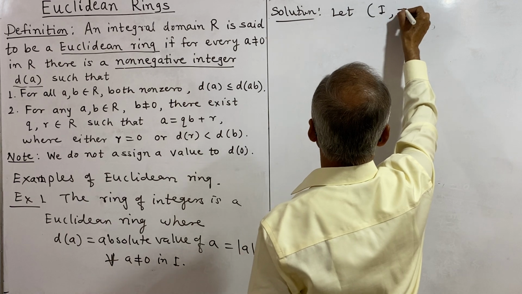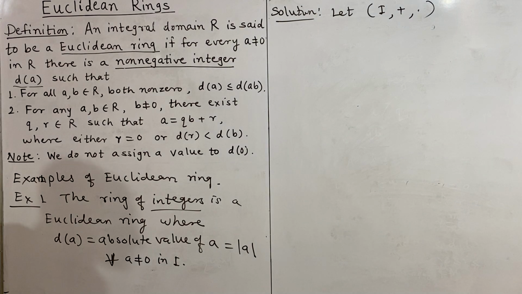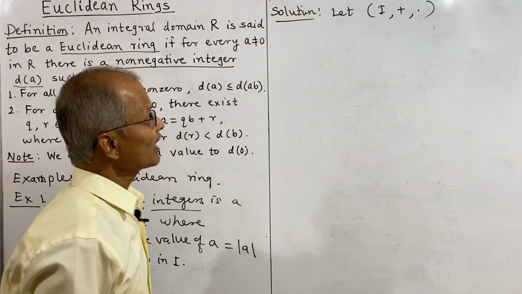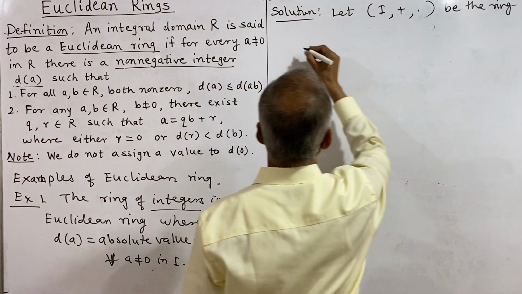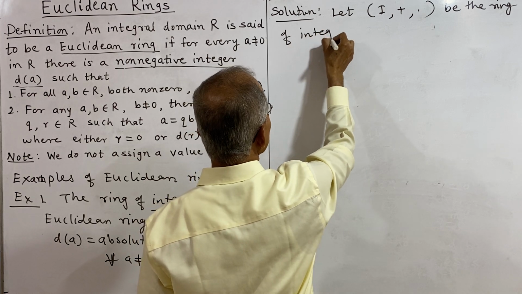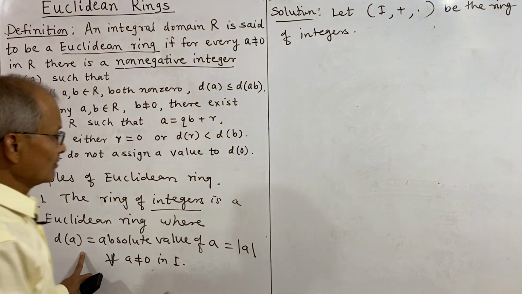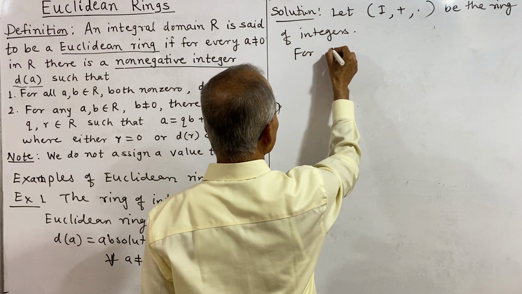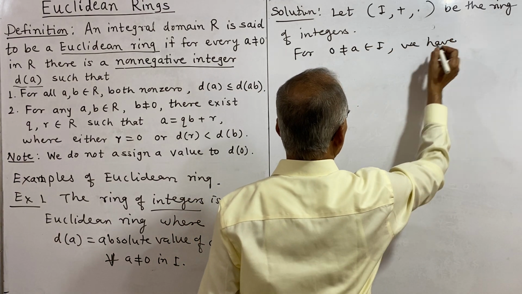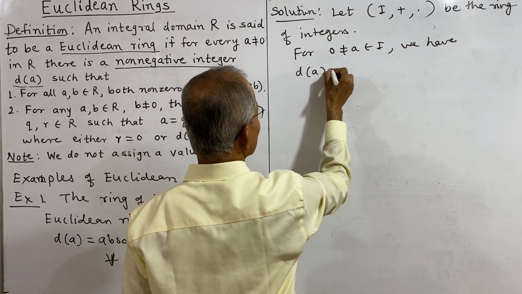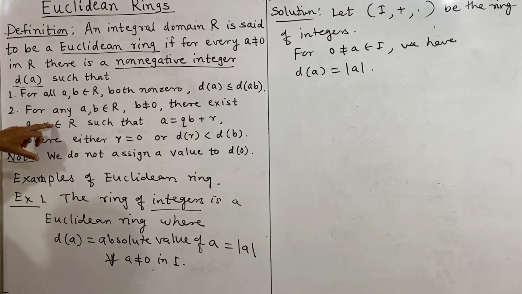We will denote the set of integers by I, and that forms a ring. We have seen this as an example of a ring, the ring of integers. And we have here D of A for 0 not equal to A belonging to I, or let us define D value of A equal to the absolute value of A. Now we shall verify this satisfies these two properties.